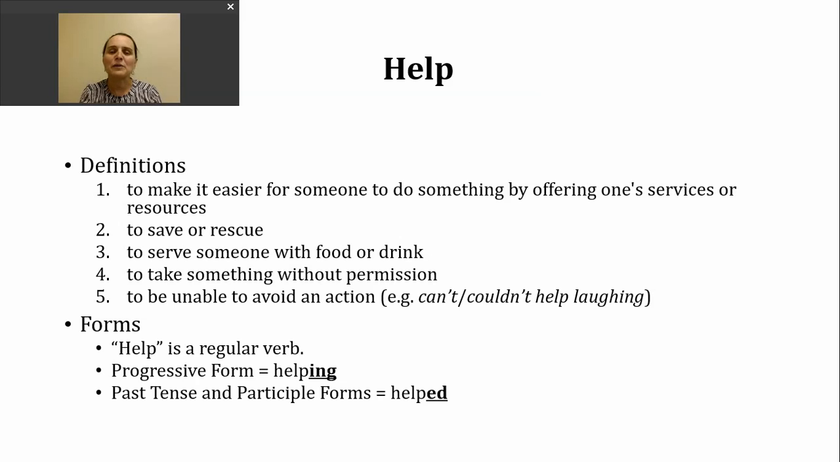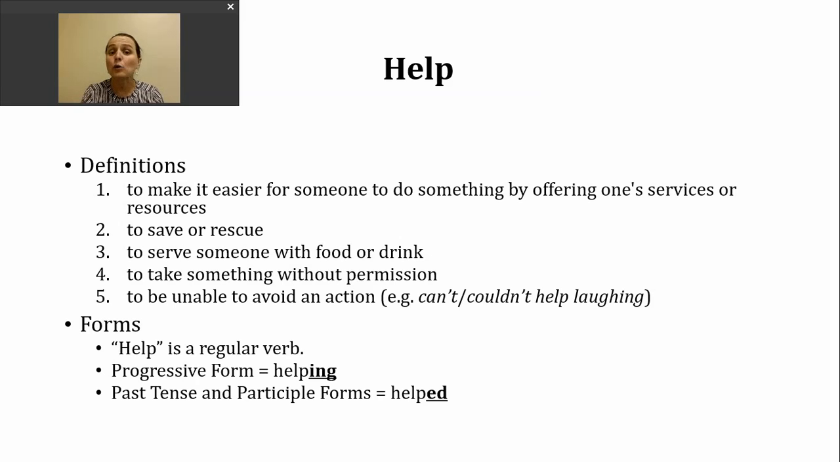The last way we're going to look at using help is to mean to be unable to avoid an action. So with this particular usage, you're going to see can't help and then an activity or couldn't help in an activity. So I have the example here, someone's perhaps saying, oh, I can't stop laughing. So I'm unable to avoid, I'm unable to make myself stop this particular action.